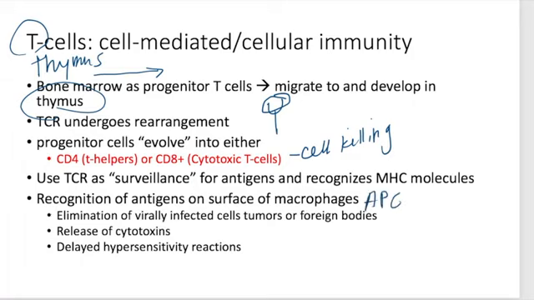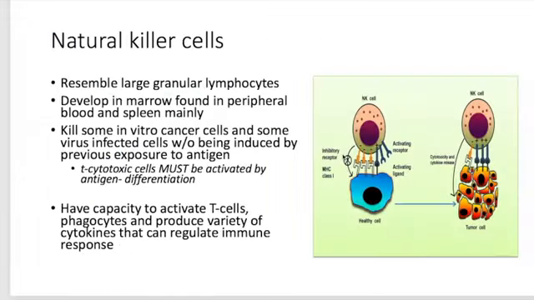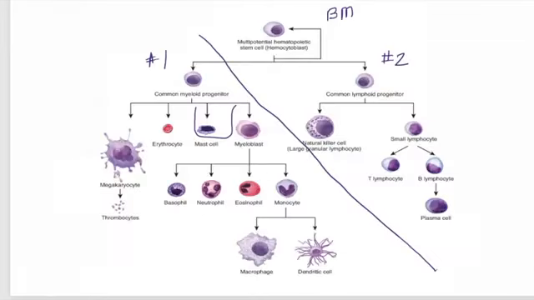The elimination of virally infected cells, tumors, or foreign bodies, release of cytotoxins to kill. And then they are also involved in delayed hypersensitivity reactions. Natural killer cells. These cells resemble large granular lymphocytes, so they do have granules in there. And when we take a look at our hematopoietic cell line, the large killer cells are over here, and you see that they have the granules within them. Small lymphocyte, T lymphocyte, B lymphocyte, no granules. So that's how you differentiate these guys.